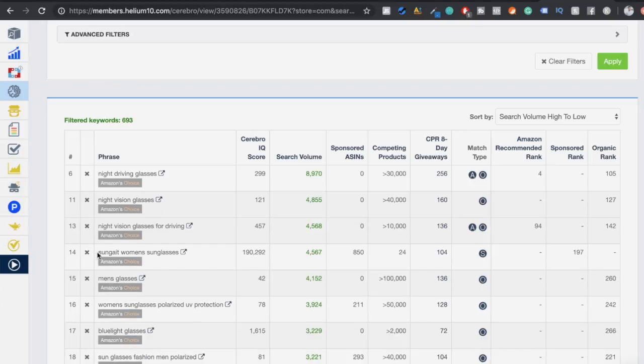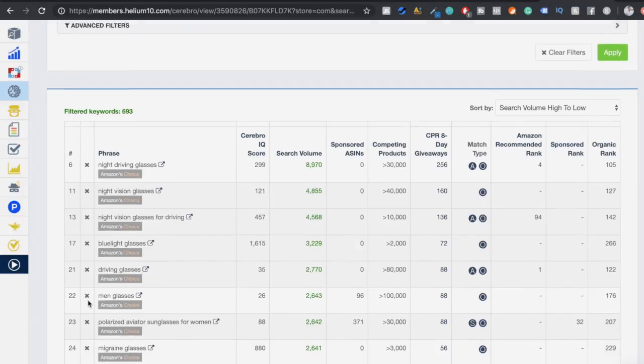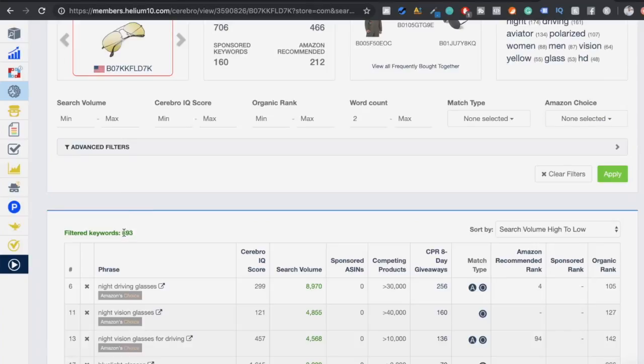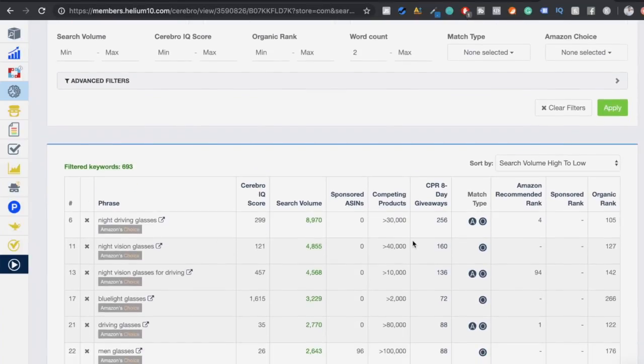And again, you're just gonna have to keep going through these and X out everything that's not exactly your product. Driving glasses, okay. And then you're just gonna keep doing this. Now, I'm not gonna do this because there's a ton of keywords, like 600 keywords, which is a lot. But at least grab your most searched for keywords, because this is clearly a very, very important keyword for you. You are ranking for it, night driving glasses. However, you're ranked 105. And no one's gonna find you on 105.